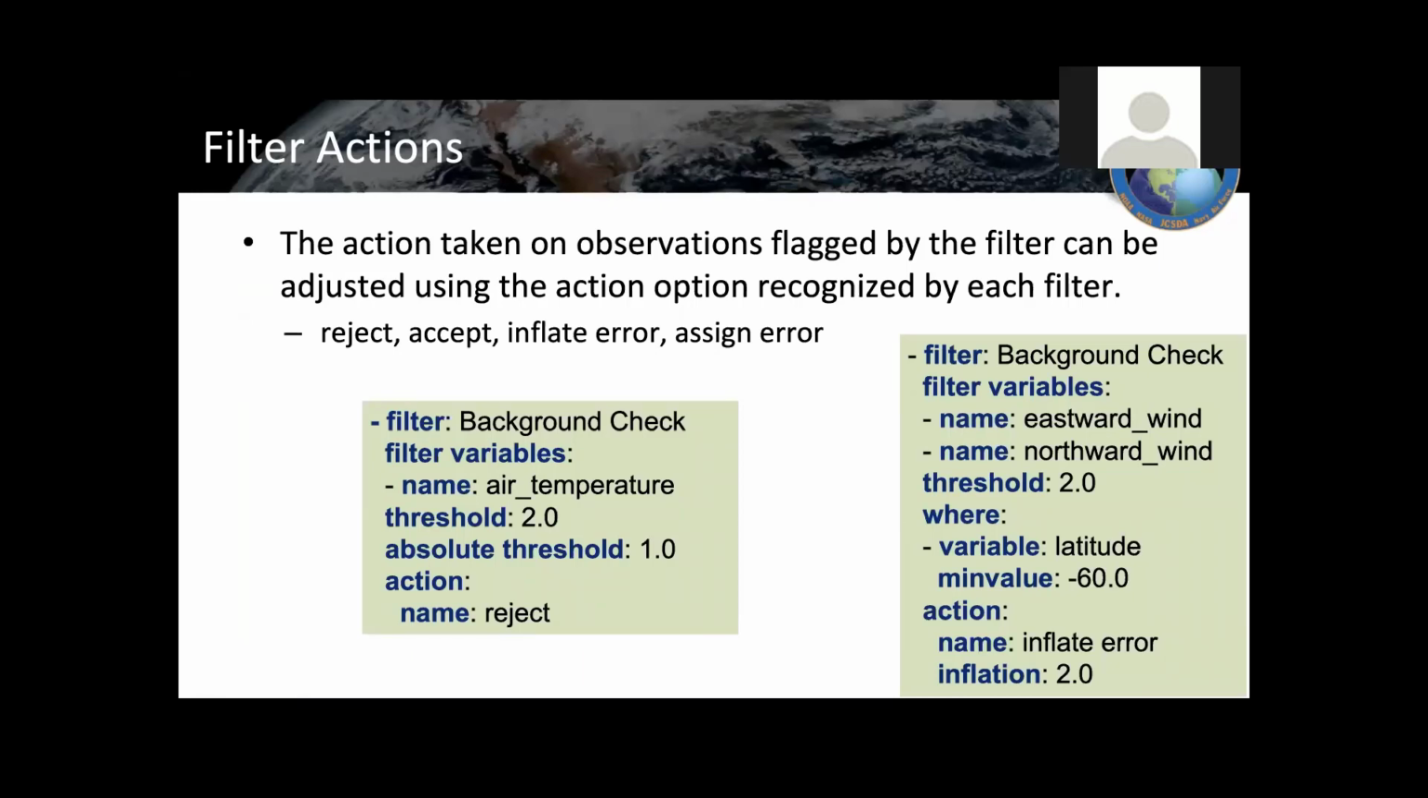And when we want to do that, we can specify an action inside of our YAML. So our default action is to reject an observation that fails our check. Instead, we can run, say, the inflate error action or the assign error action to specify the error itself, or to multiply by a certain factor. And then we've also got this accept action, which just immediately, regardless of the previous state of that observation, says that it has passed QC.